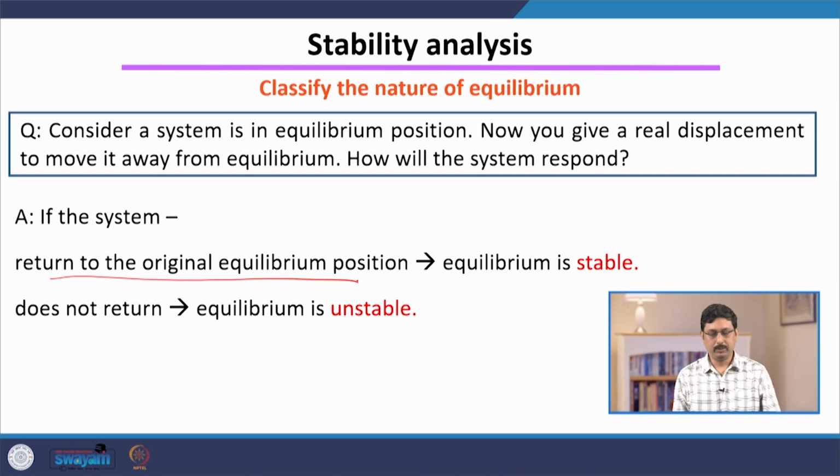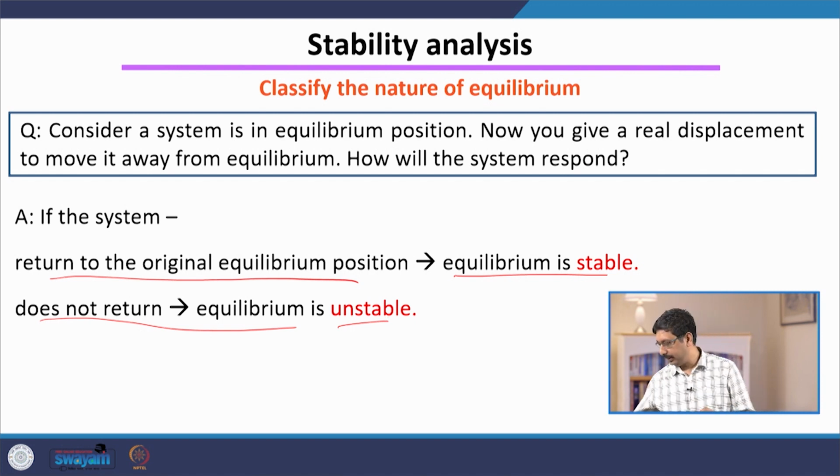So, there are these two possibilities. If the system returns to the original equilibrium position, then that equilibrium is stable, and if it does not return to this equilibrium position, then this is unstable. But note there is a caveat here: if I take this bottle, you know that there is more than one equilibrium position. So, if I give it a small disturbance away from the equilibrium position, it will return. But if I give a large disturbance away from the equilibrium position, it will not return.